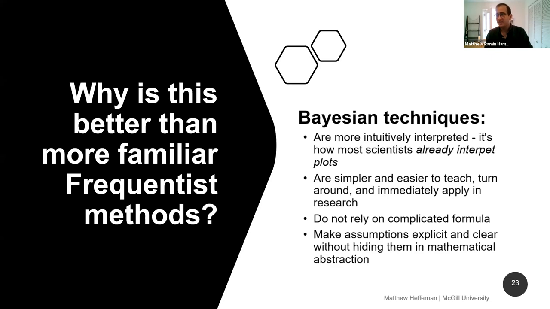And then a final advantage of the Bayesian techniques is that by construction, they force you to make your assumptions explicit. You're not hiding these in mathematical abstraction, you're writing them down and justifying them at every stage. And that really helps clarify what you're doing, because a lot of confusion can come from assumptions that are being swept under the rug and maybe not made explicit. So this is really an advantage of the Bayesian technique as well.